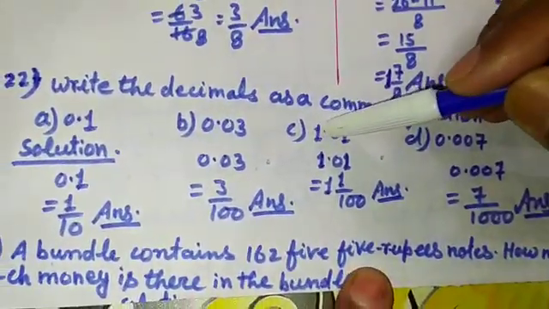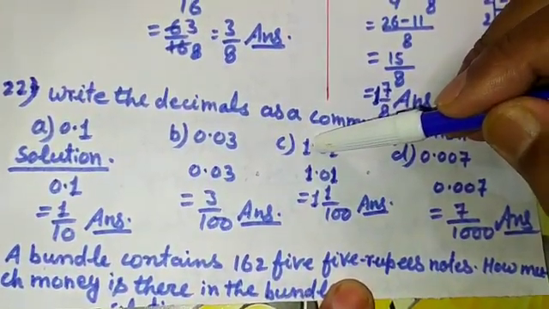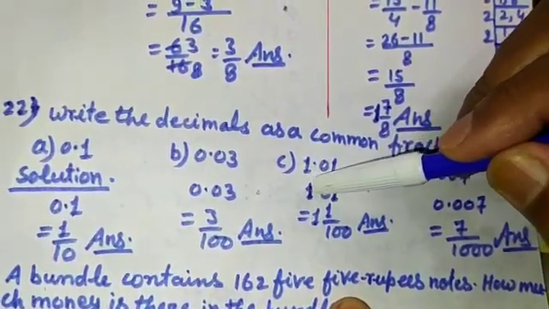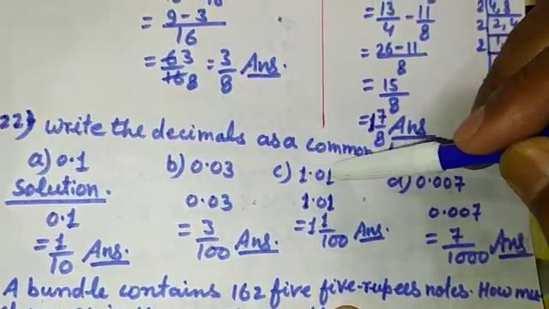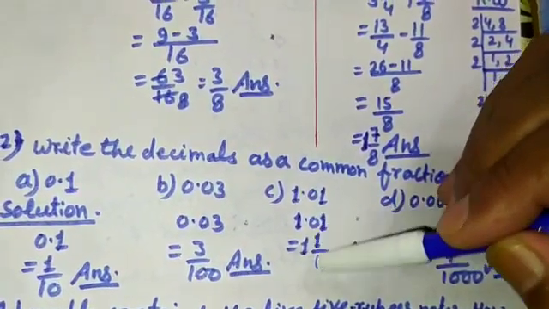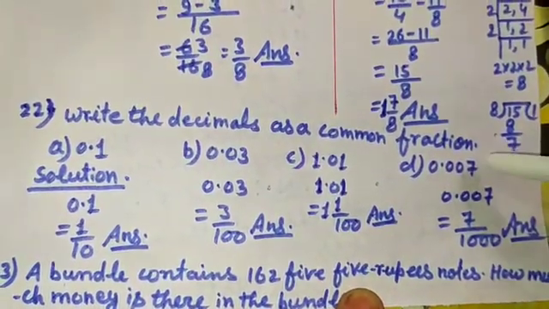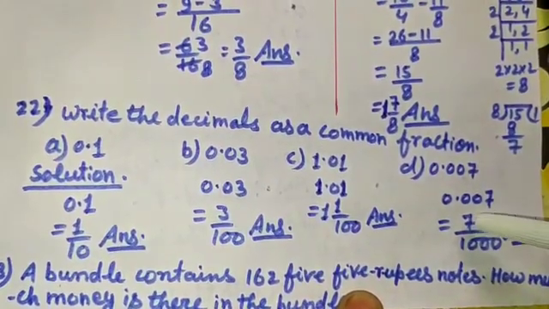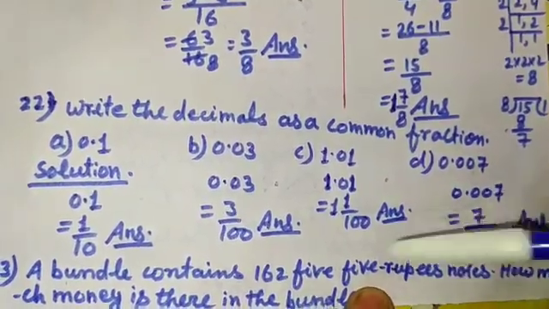C is 1.01. Here before the decimal it is a whole number, therefore 1 whole, and the decimal is at 2 digits from the right hand side, therefore it will be 1 whole 1 upon 100. D is 0.007. Here the decimal is at 3 digits from the right hand side, therefore we will write 7 upon 1000, and it is your answer.